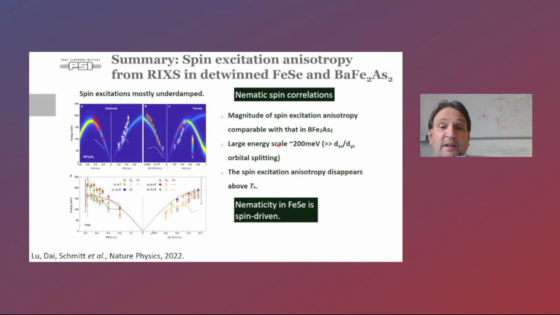In addition, when we do the temperature-dependent measurement, we see that the spin excitation anisotropy is disappearing above the structural or nematic transition. All this taken together is for us an indicator that the nematicity in iron selenide is primarily spin-driven, which is the main conclusion of our study. So I think I'm roughly done with my time, and I thank you for your attention.